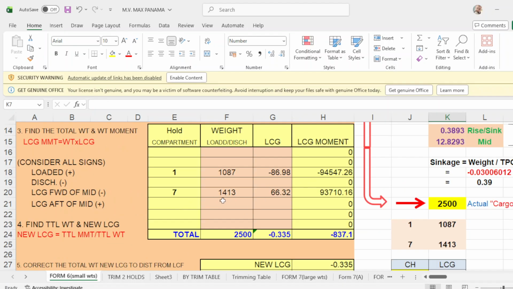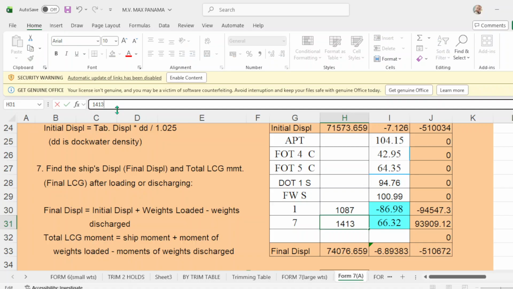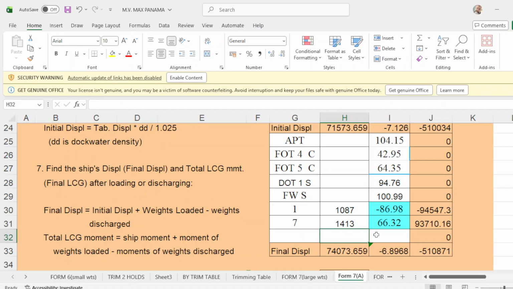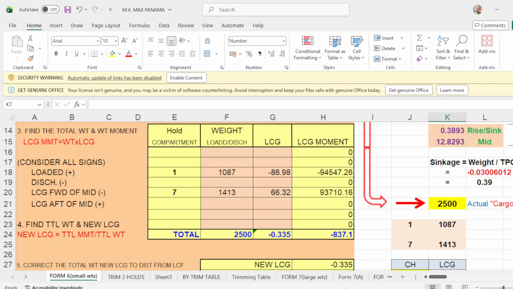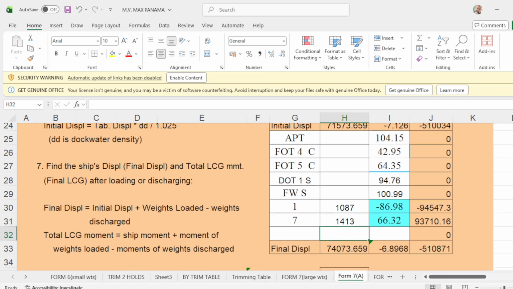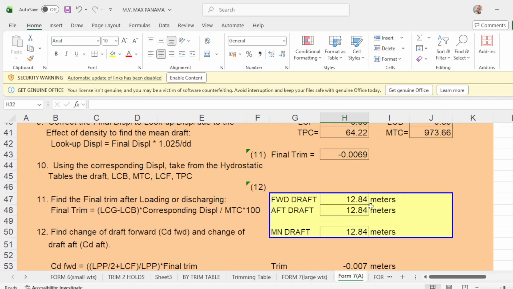8698. And number 7 will be 1413. And your LCG for number 7 is 6632. Okay? Then put your final density, and your departure draft mean will be 12.84, even keel. Okay? Zero trim. But let's go back to this one.